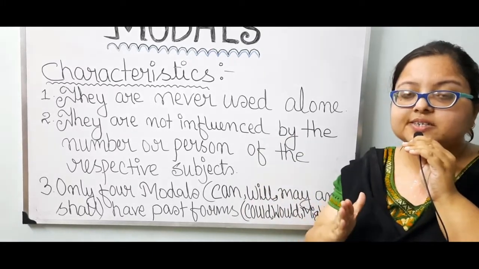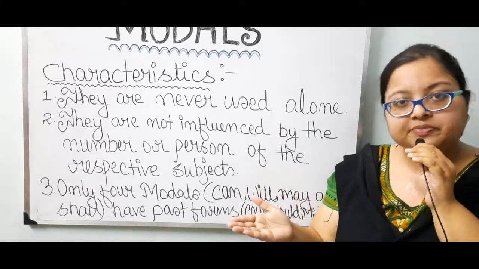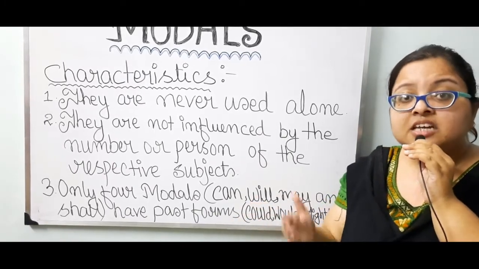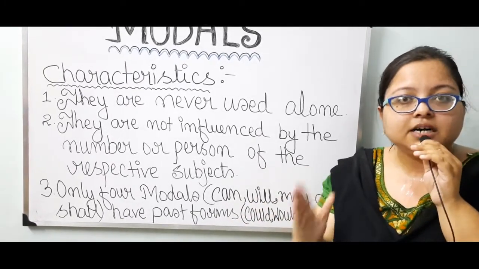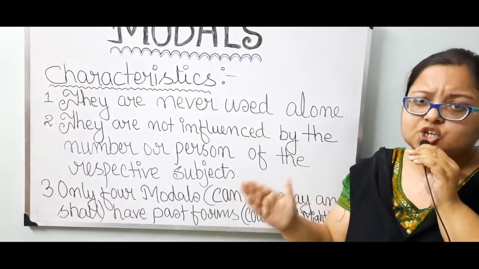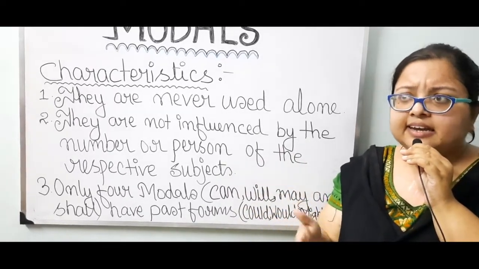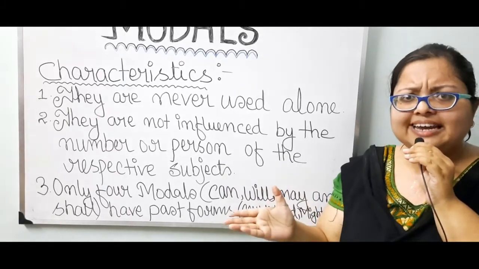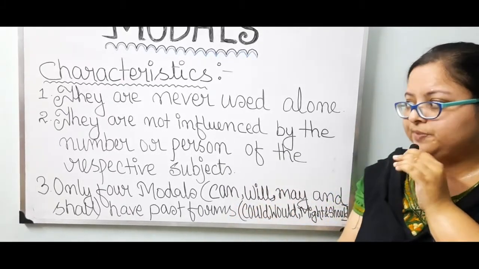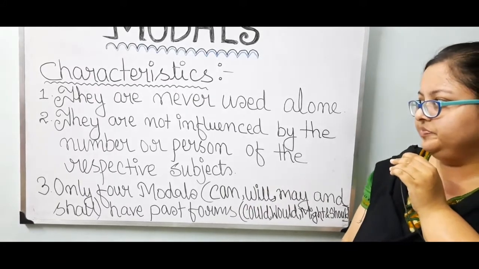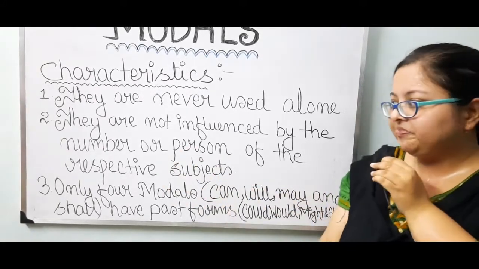Suppose first person I, we, second person you, and third person he, she, any name like Anish, then Anita or any other, as such. Now, number 3.